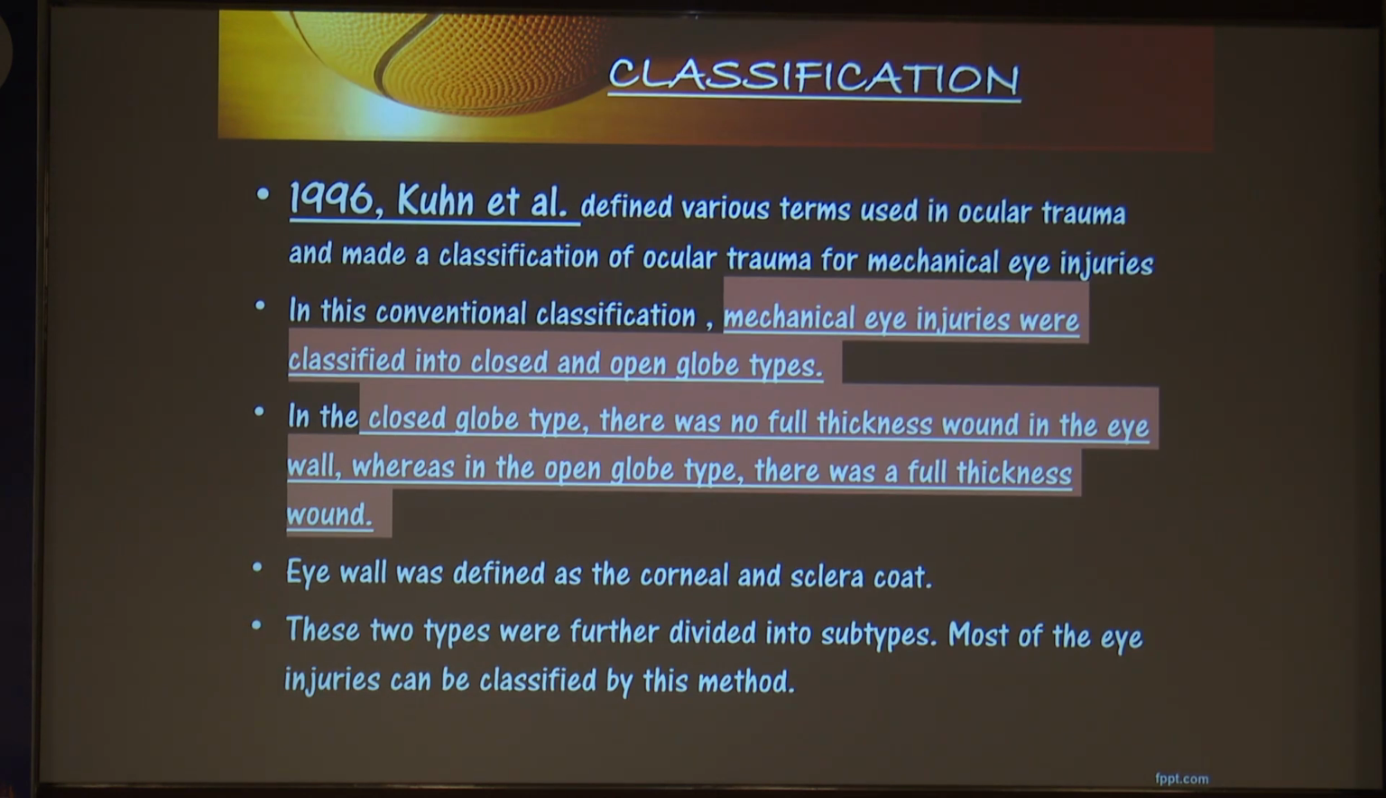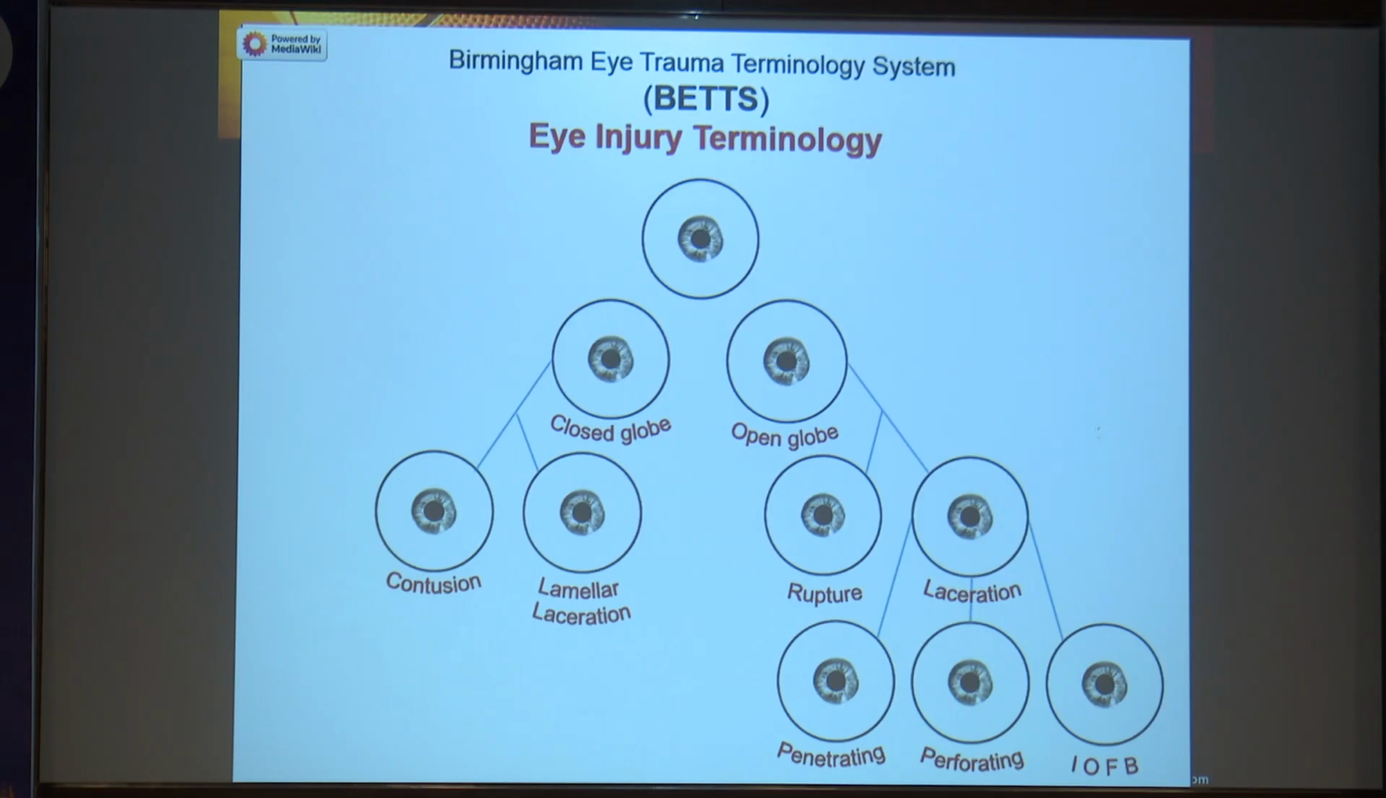Now, the old classification, from 1996 by Kuhn et al., classified mechanical injuries into closed and open globe injuries. In the closed globe injuries, there was no full thickness wound in the eye, whereas in the open globe there was full thickness, and there were certain terminologies ascribed which I'll just talk to you about. Now, this was the BETS classification, where the broader classification was the closed and the open globe injuries.